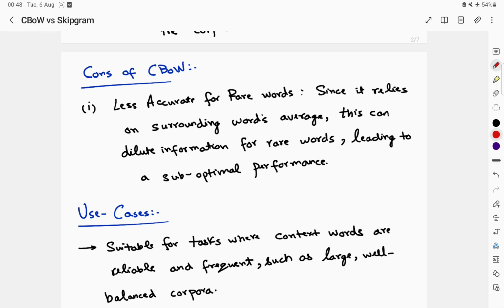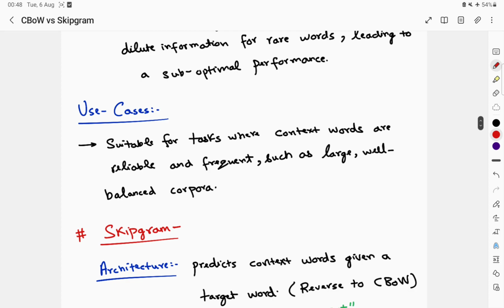It is less accurate for rare words. Like we mentioned, it relies on the average of the surrounding words. This can dilute information for the rare words, and therefore it can lead to suboptimal performance for rare words. The use cases might be suitable for tasks where the context words are reliable and frequent, such as a large and well-balanced corpus of text.